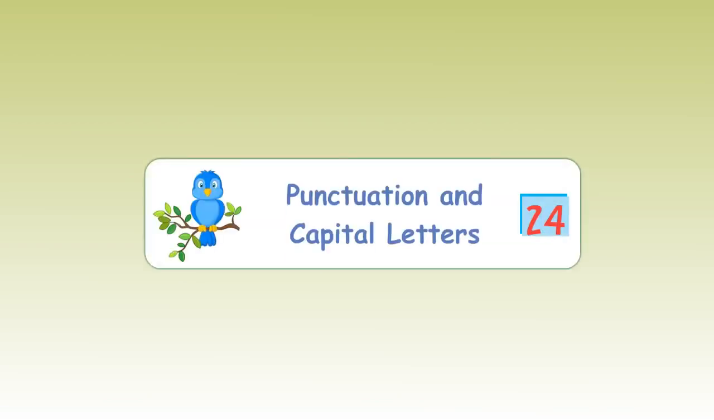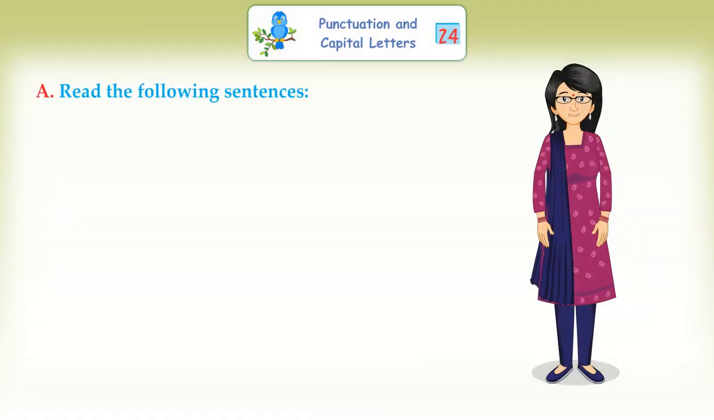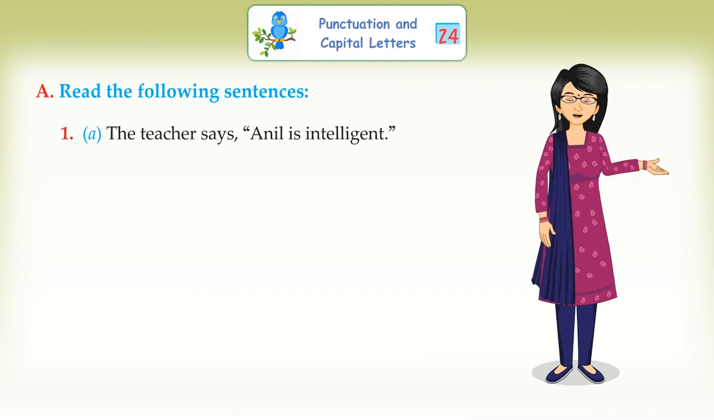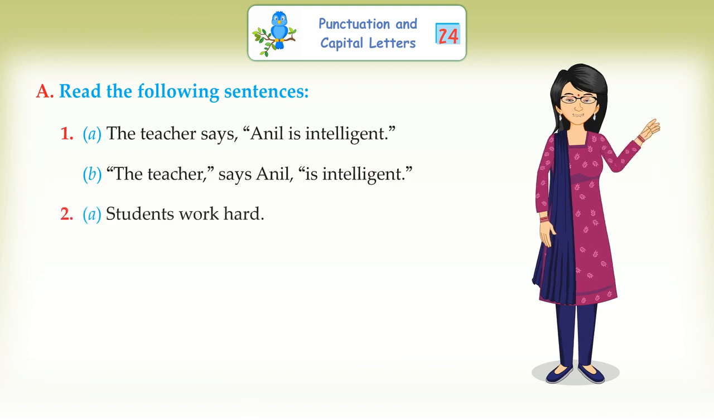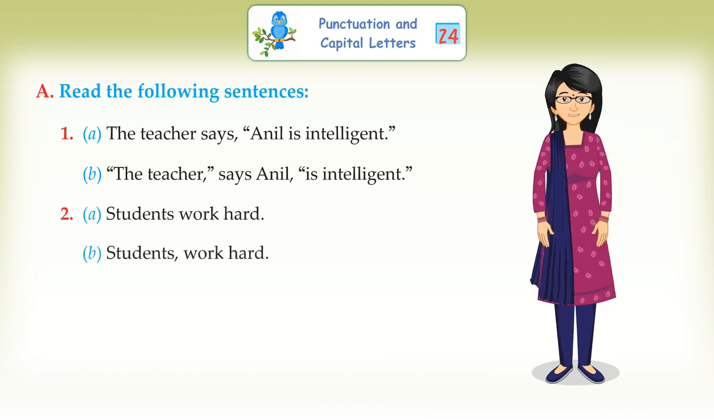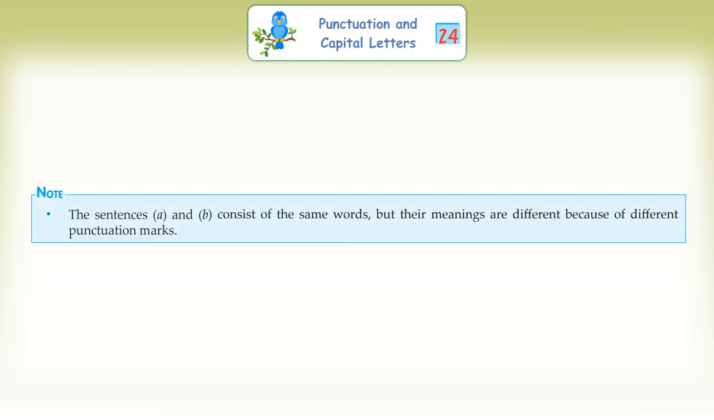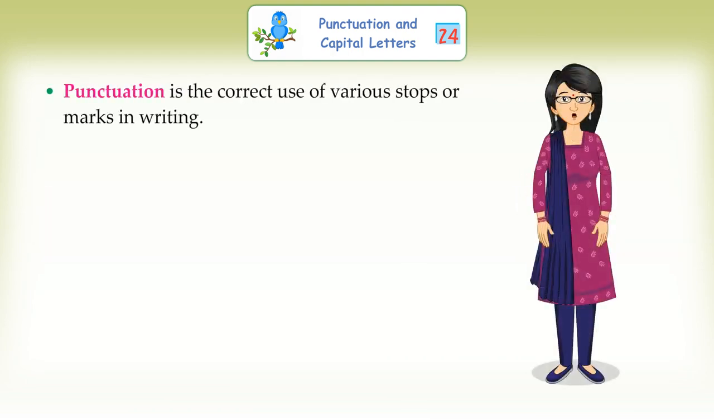Chapter 24: Punctuation and Capital Letters. Read the following sentences. A: The teacher says, "Anil is intelligent." B: "The teacher," says Anil, "is intelligent." Note: these sentences A and B consist of the same words, but their meanings are different because of different punctuation marks. Punctuation is the correct use of various stops or marks in writing.